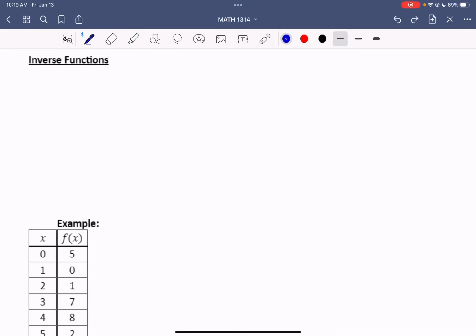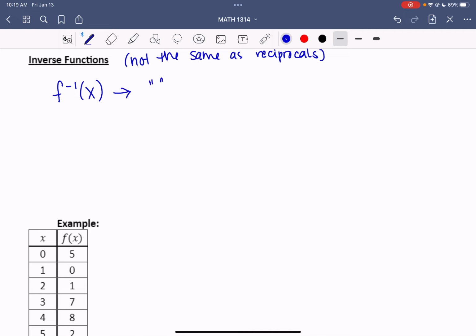Inverse functions. When we have a conversation about inverse functions, it does not mean we're looking at reciprocals. It is not the same as reciprocals. Inverse functions have a different notation. We're going to say f inverse of x. It puts a little -1 on the f.